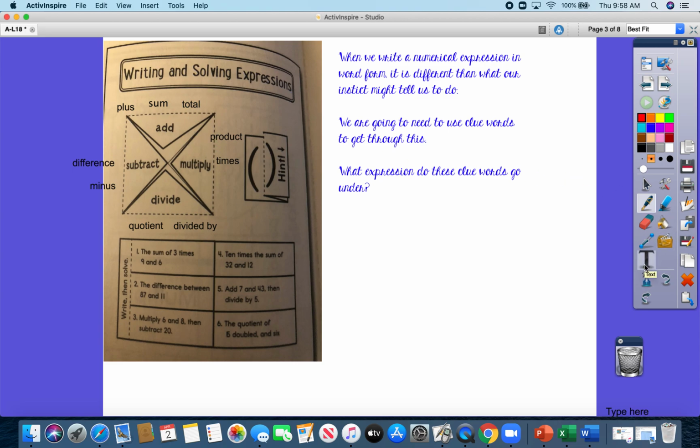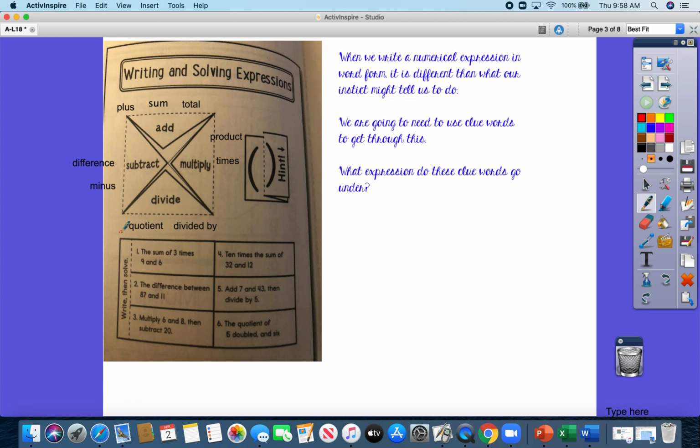Now, when we write a numerical expression in word form, it is different than what our instinct might tell us to do, because obviously we're not going to say parentheses when we write an expression. So we've got to be more careful about how we write these, because we've got to figure out whether it means to add the parentheses or not. So what you're going to do is write these different clue words under the flaps of your box. Now, I've already placed them here for you.